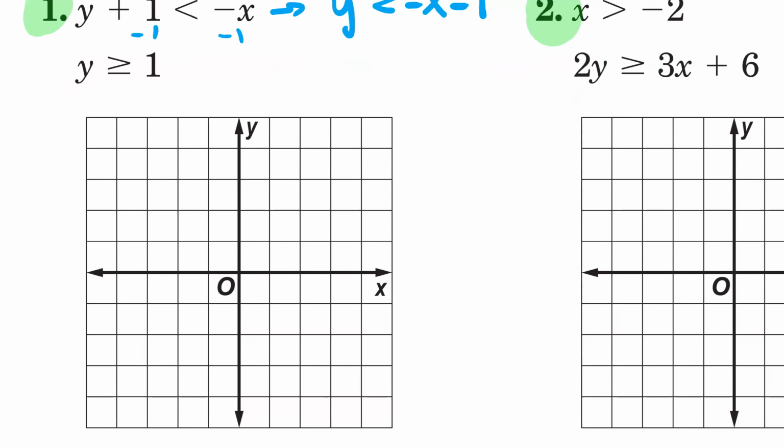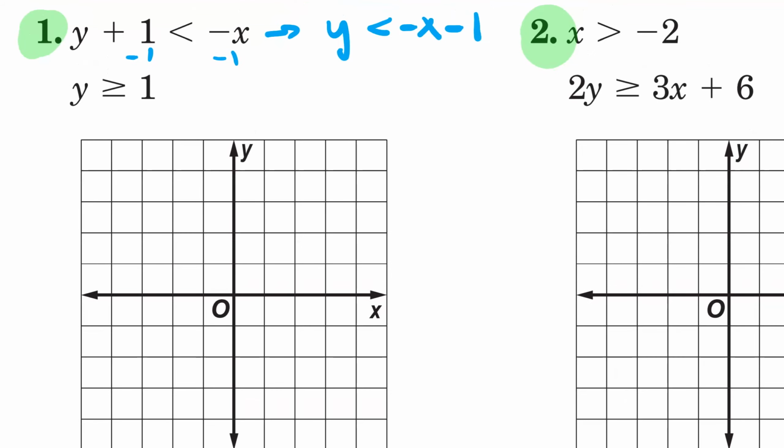So it's going to be a dotted line. I'm going to draw my line, but it's going to be dashed or dotted. Doesn't matter, it just can't be solid. So I have my b, my y-intercept is -1. So I go down -1, make a point.